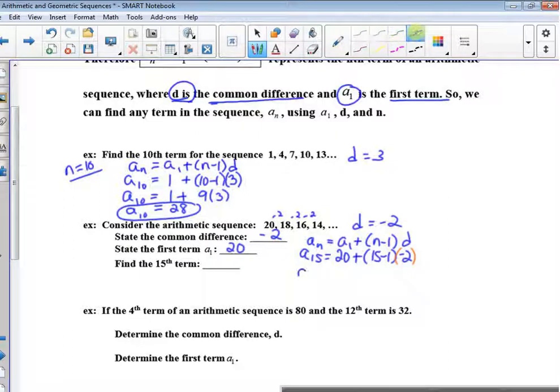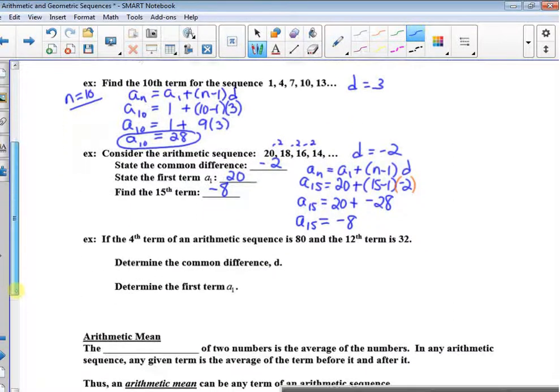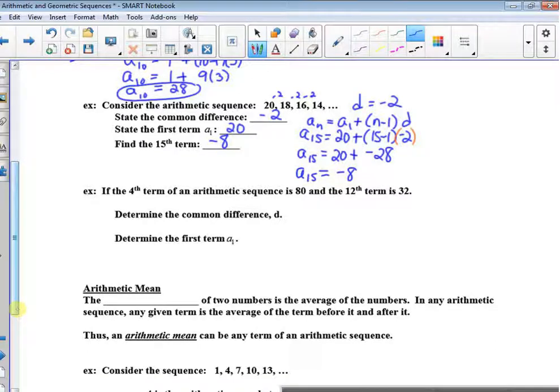So a sub 15, or the 15th term, is 20 plus 14 times negative 2, which is, I believe, negative 28. And negative 28 plus 20 is negative 8. So that's the 15th term. Much quicker than actually figuring it out, I think, especially if it's a larger term value they're looking for.